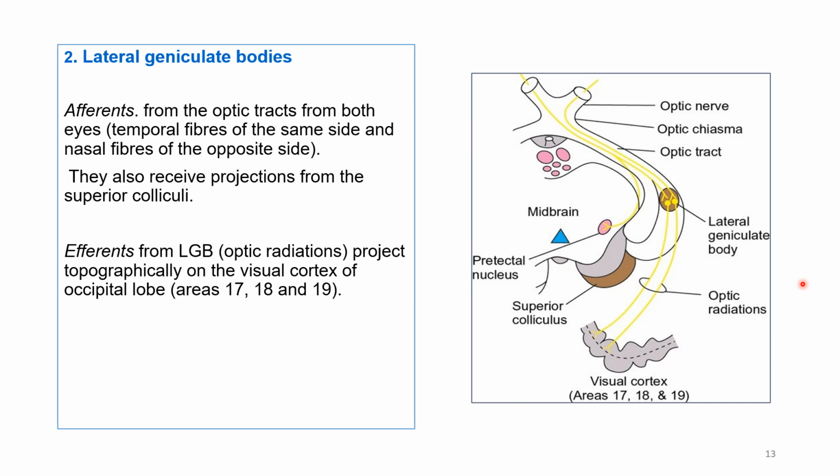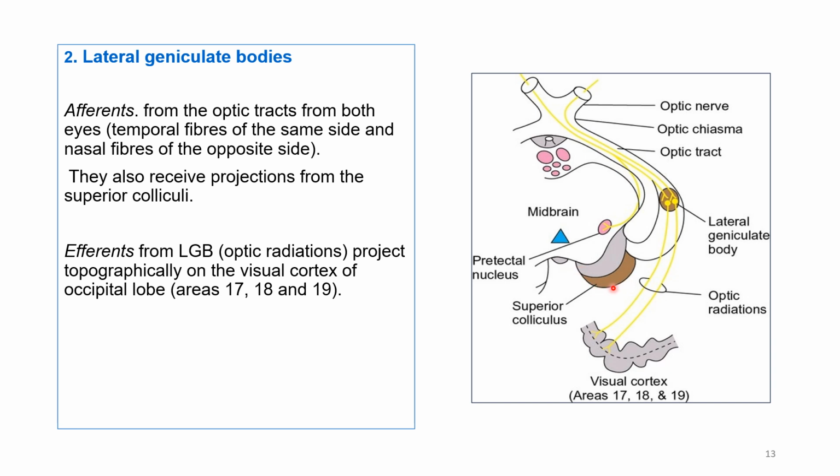Then coming to the lateral geniculate bodies. The afferents will come from the optic tracts from both eyes. Here you should notice that the temporal fibers of the same side and nasal fibers of the opposite side will be present in one optic tract. They also receive projections from the superior colliculi.